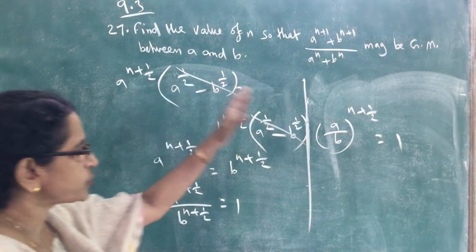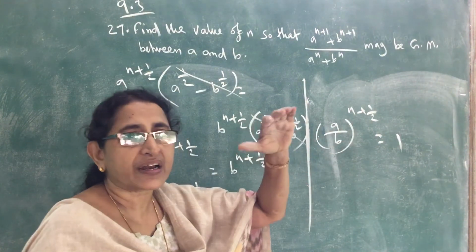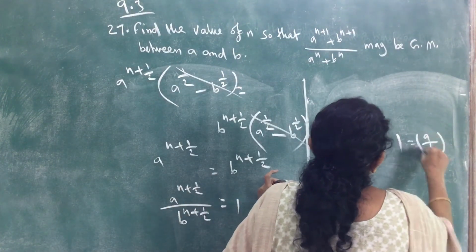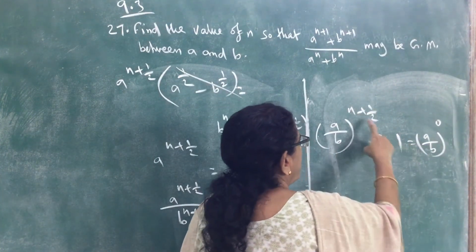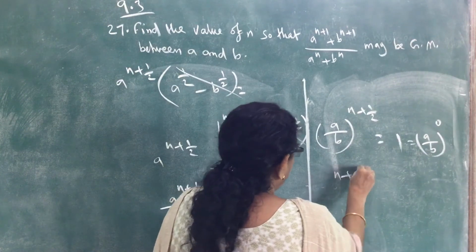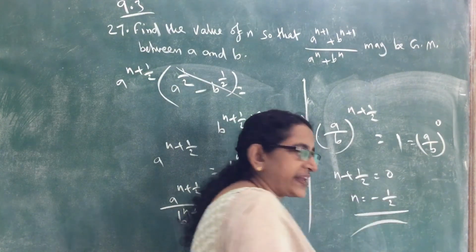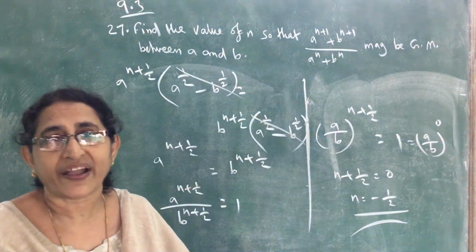Now here we want to write 1 as a power of A by B. So we know any number raised to 0 is 1. So 1 can be written as A by B all raised to 0. So we can equate: the base A by B is equal, therefore the powers are also equal. So n plus half equal to 0. So n equal to minus 1 by 2. So that is the answer. The question is find the value of n. So we got n equal to minus 1 by 2.